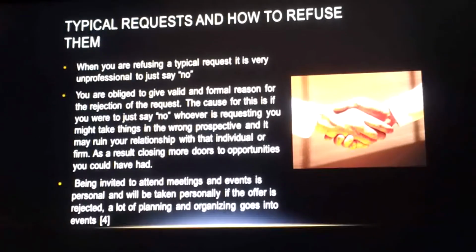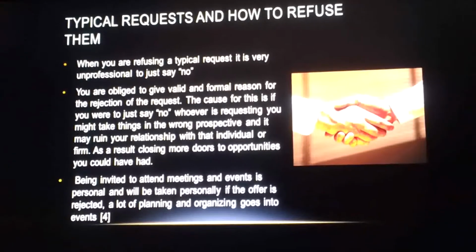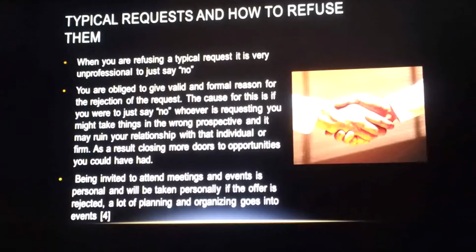Being invited to attend meetings and events is personal and will be taken personally. If the offer is rejected, remember that a lot of planning and organization goes into it.